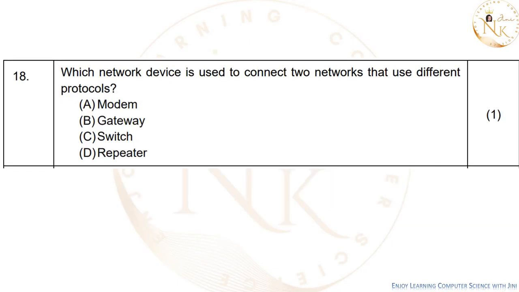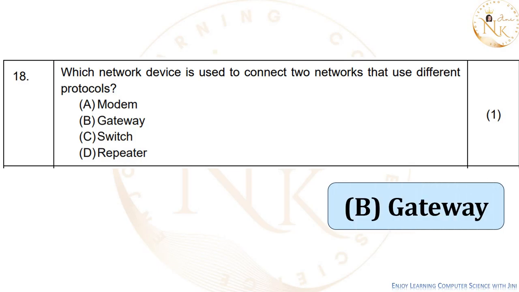18th question. Which network device is used to connect two networks which use different protocols? So when it is different protocols, it is gateway. Okay. So gateway is used to connect two networks with different protocols.